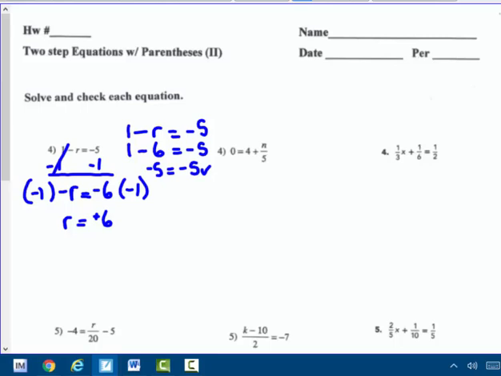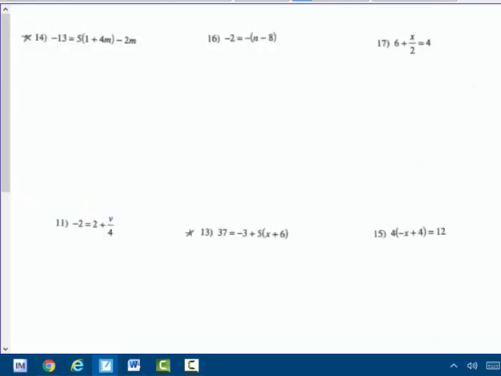The next ones I'm going to do are on the next page. So please turn the page. I'm going to do number 14, number 16, and number 13, these three starred ones here. So number 14 says -13 is equal to 5 times the quantity 1 plus 4m's minus 2m's. Now the oops that I see kids do is they think this 5 also multiplies that -2m. No. It's not in the parentheses. That's a like terms problem.